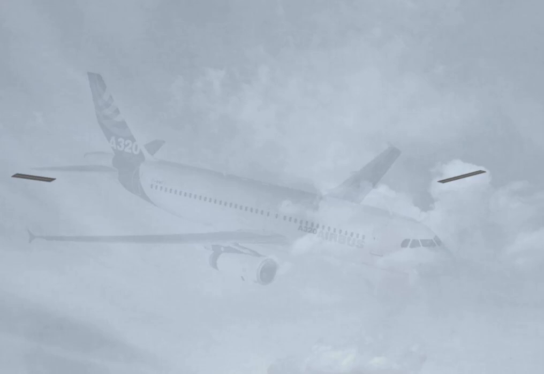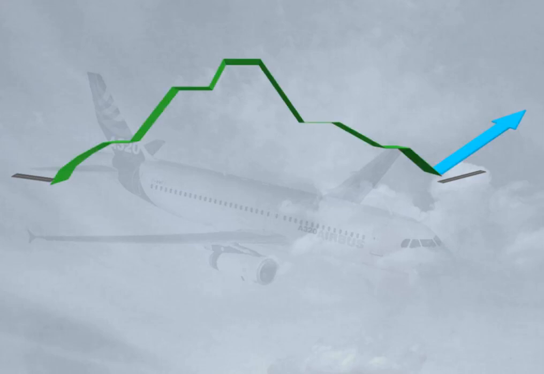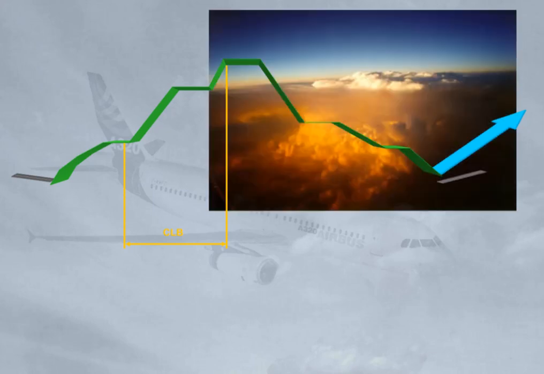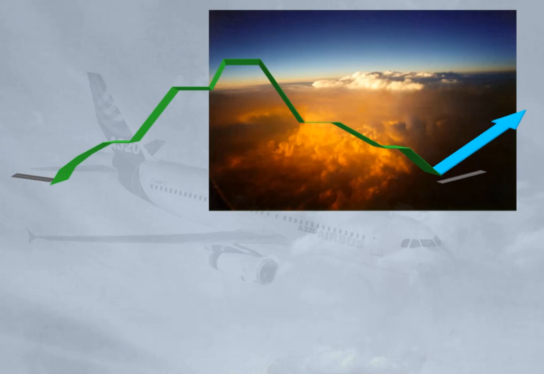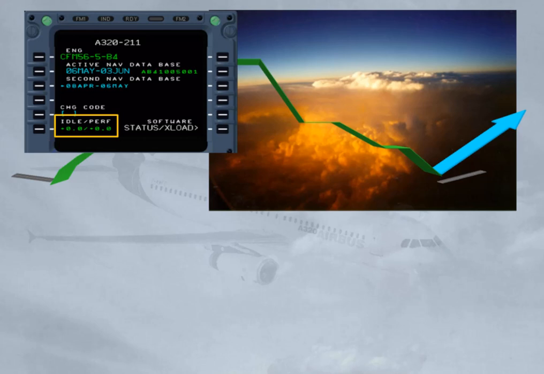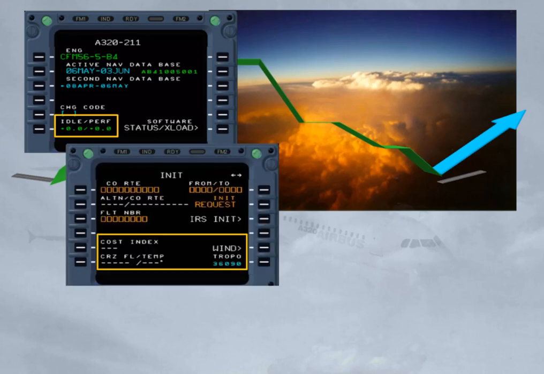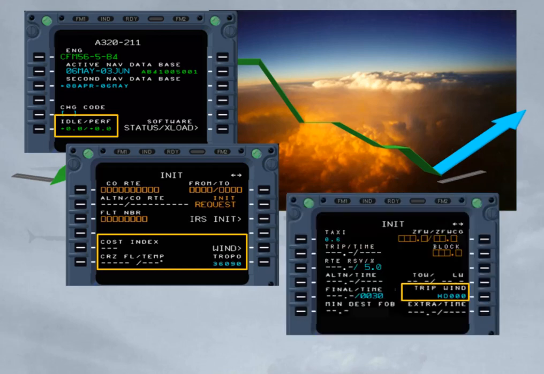The vertical flight plan is defined by strategic data affecting the overall flight plan, tactical data affecting a given phase of flight, and weather data. This data is either inserted by the crew or stored in the performance database. The strategic data is idle, performance factor, cost index, cruise flight level and temperature, tropopause, wind or trip wind, zero fuel weight, CG, block fuel.